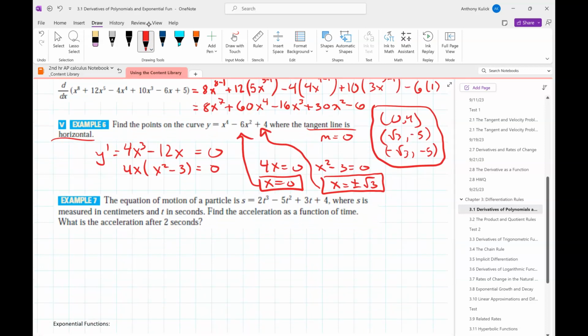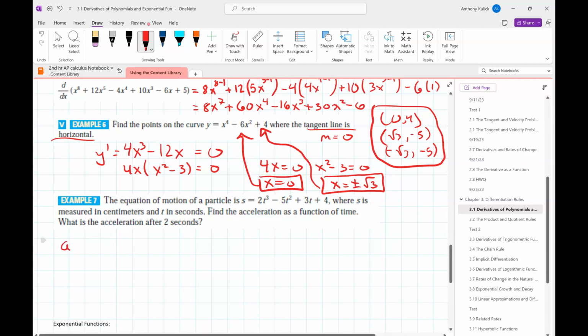The equation of motion of a particle is given by s equals 2t cubed minus 5t squared plus 3t plus 4, where s is measured in centimeters and t in seconds. Find the acceleration as a function of time, and then what is the acceleration after 2 seconds?